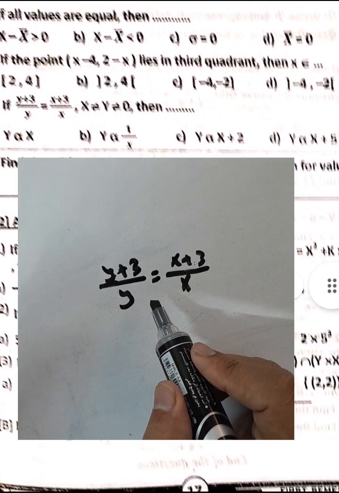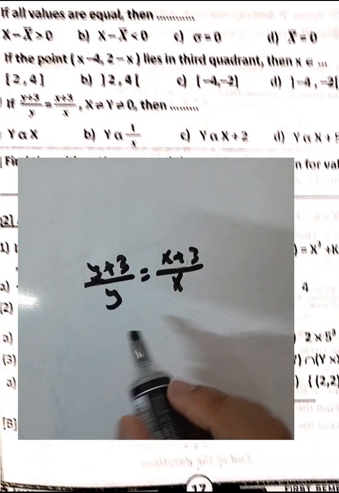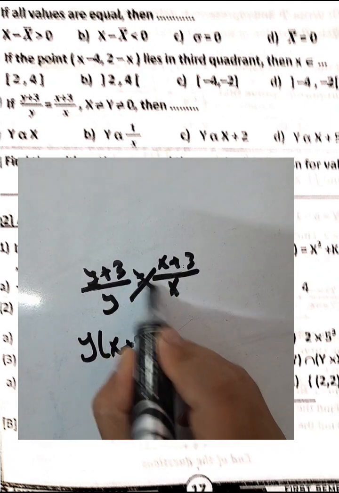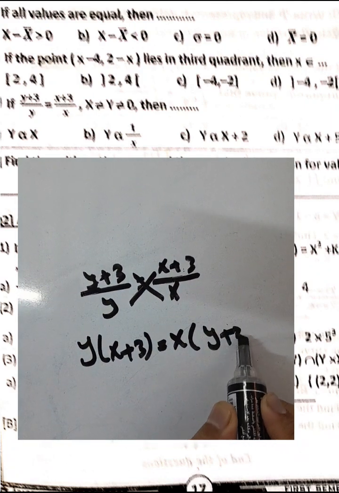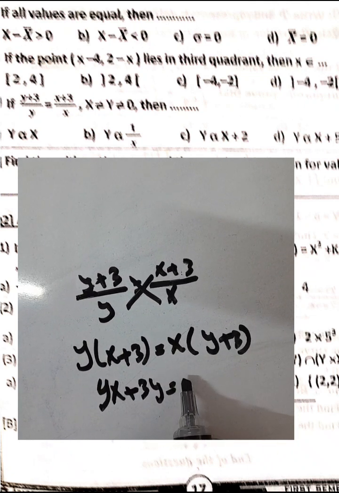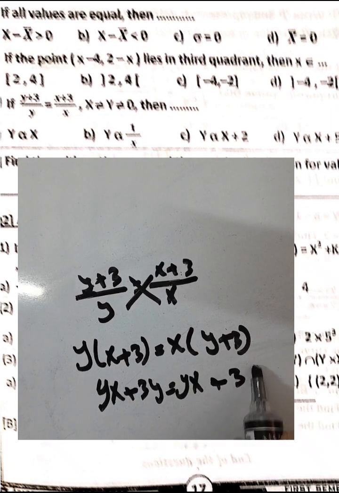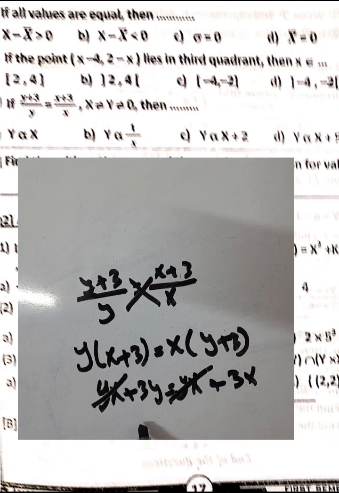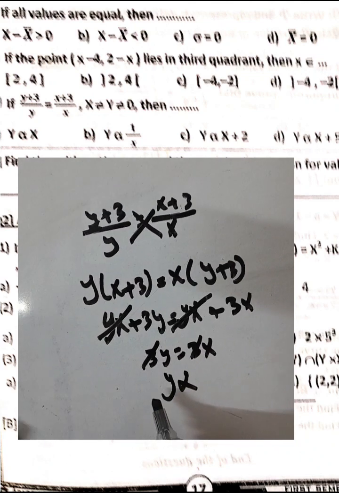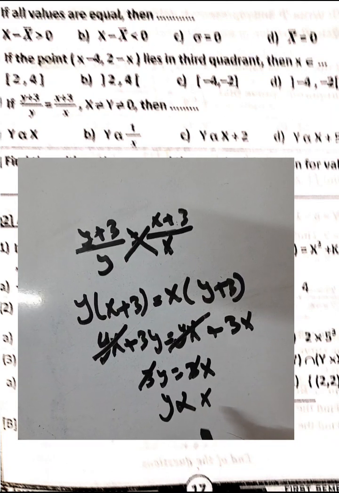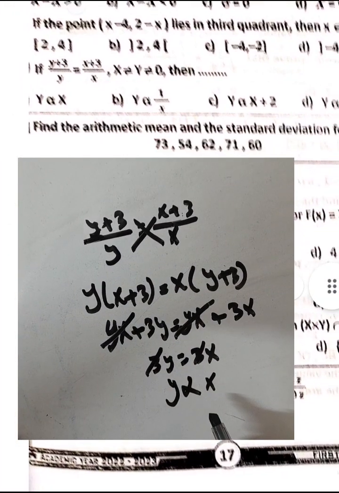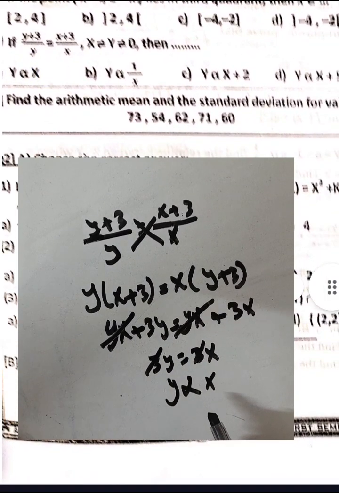First step, we can use the property: product of extremes equals product of means. Y times (x plus 3) equals x times (y plus 3). Y times x is yx, and 3 times y is 3y. X times y is yx, and 3 times x is 3x. We can cancel yx by yx. Then 3y equals 3x, cancel 3 by 3. Then we have y equals x directly. Choose the relation here, number 1. Choose this. Question number 2 here.